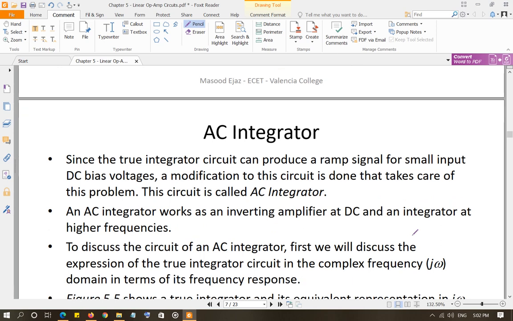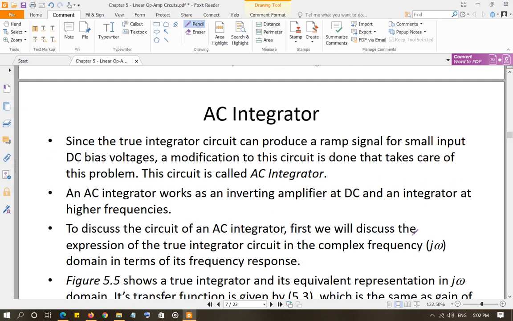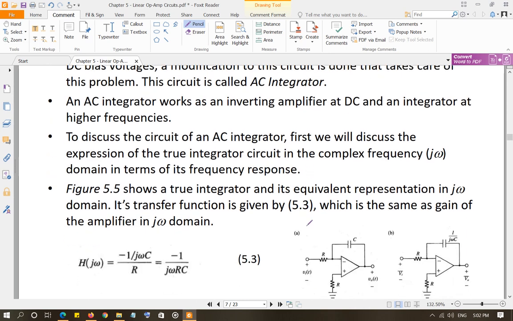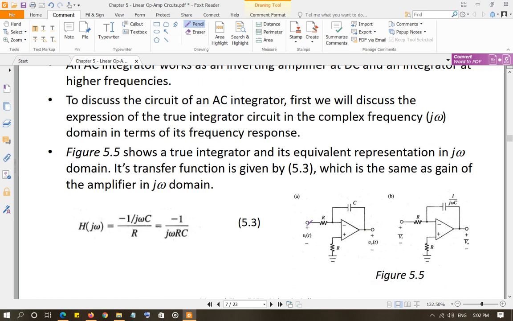So the problem that we have over there can be remedied using an AC integrator. The true integrator, as we discussed, can produce a ramp that will saturate for any small biasing input DC voltage. So we will make a little bit of modification. Before we do that, let's observe what will be the transfer function of the true integrator circuit. So this is our true integrator circuit.